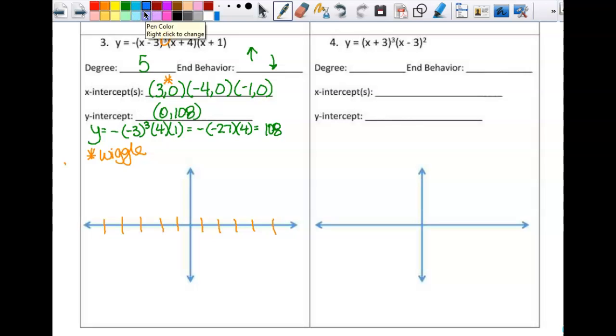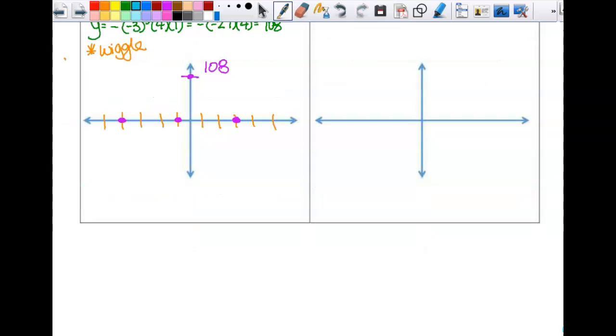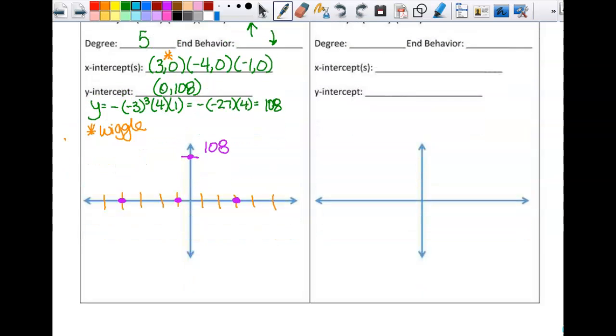Okay, so I've got 3, 0, put that there. -4, 0, -1, 0, and a positive 108. Then I'm going to remind myself as I go through this that I am supposed to wiggle at 3, okay, because you got to make sure it's in the right spot as well. So my end behavior is up, down.